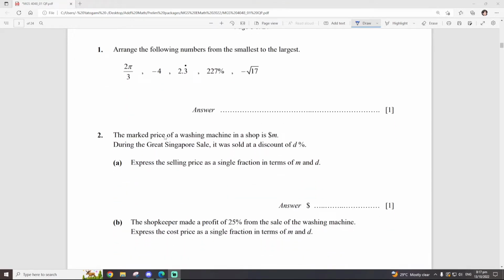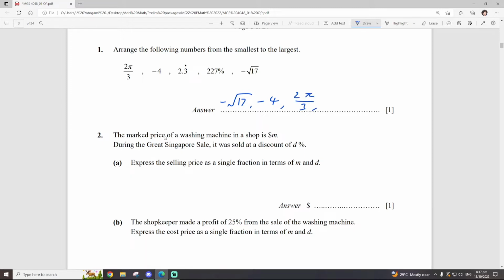So, first question, arrange the following numbers from the smallest to biggest. So, we look at the negative numbers first. Negative root 17 is the smallest because 4 is the square root of 16. So, negative 4 after that. Then we have the positive numbers. Pi is about 3.14. So, 2/3 of that is 2.0 something, which is less than both of these. So, that's in the middle.